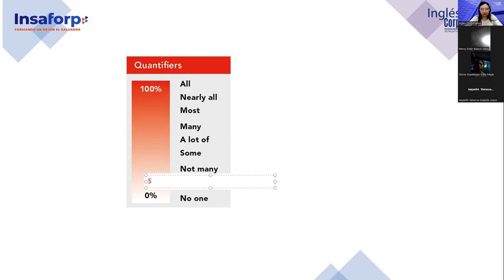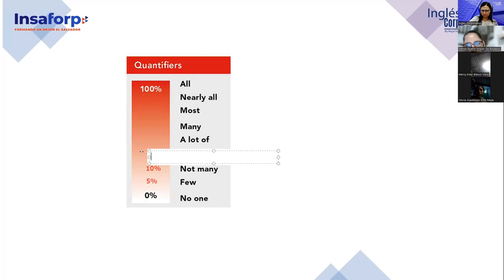Remember, this is just an estimate. Es un estimado, no es algo exacto. Not many. Ten. Okay, 10. I agree with that one. 10%. Not many people. Some. Algunos. Algunos. Sería más de 10. 25. What do you think? 25? How about 20? Let's keep it 20. 20. Oh, 20. Yes. A lot of.